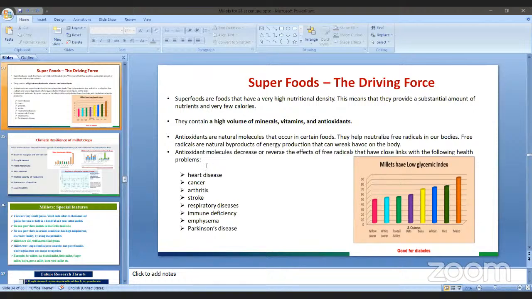Millets are called a superfood, helpful for heart disease, cancer, arthritis, strokes, respiratory and other health issues, because of their high mineral content and antioxidants. Nowadays there is a lot of research on value-added products in the market, and companies like Reliance sell them online because of the superfood status. Millets have a low glycemic index, which is good for diabetes patients.